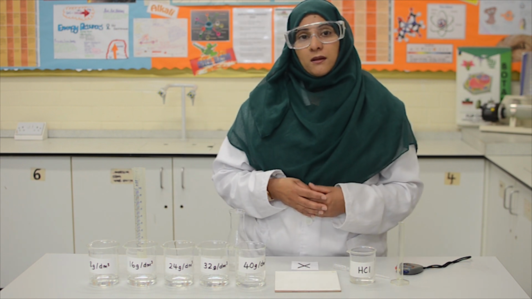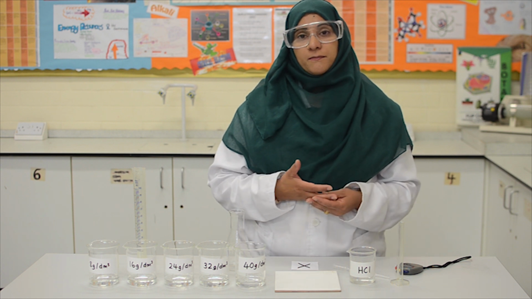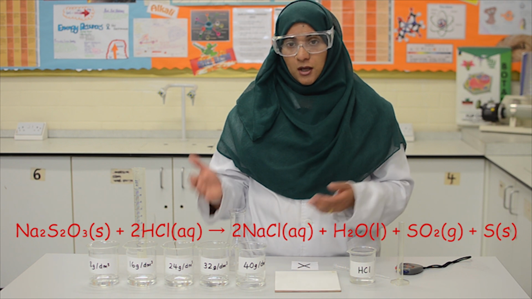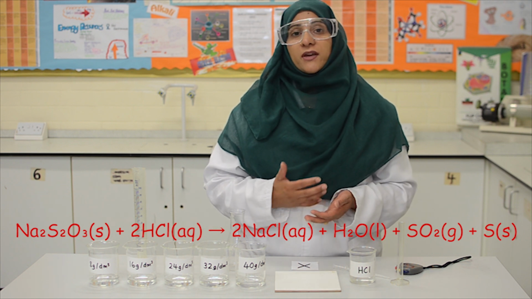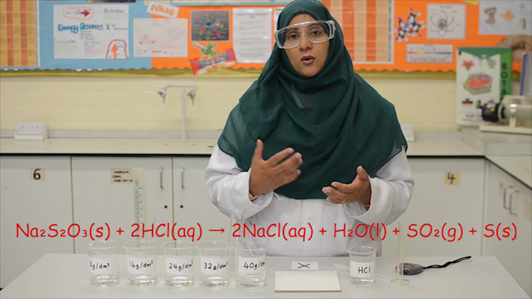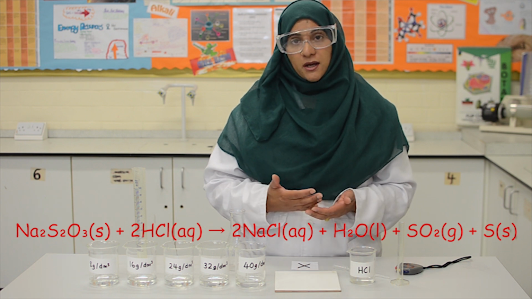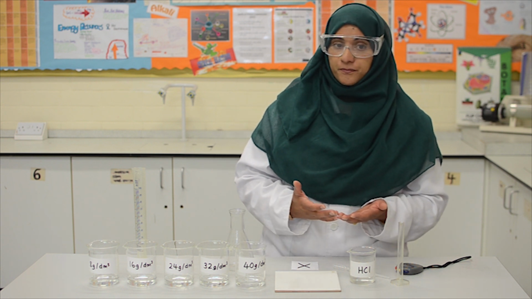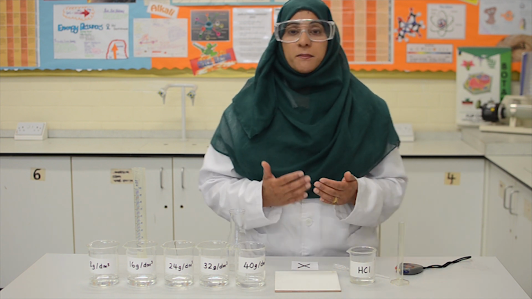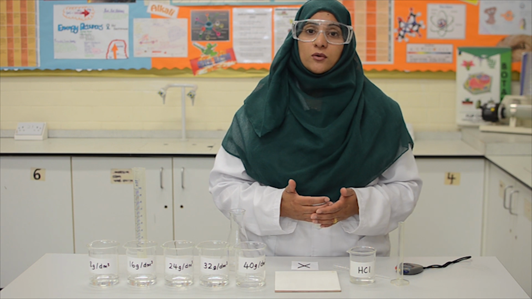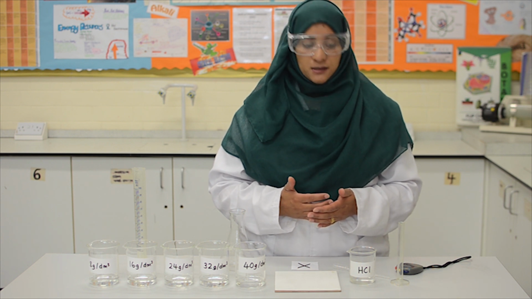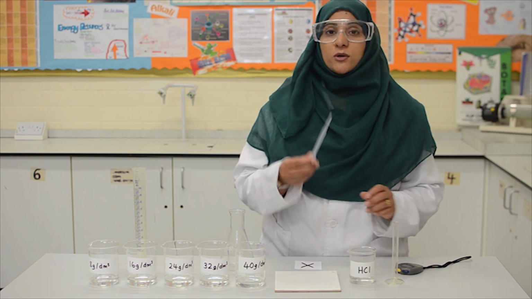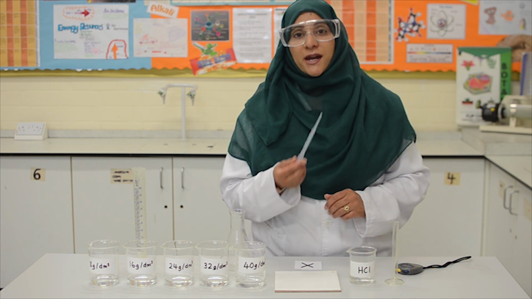So, the chemical equation for this practical is sodium thiosulfate plus hydrochloric acid, giving us sodium chloride, water, sulfur dioxide and sulfur. We can now begin the practical. First, I will need to measure out 10 centimeter cube of hydrochloric acid using a small measuring cylinder. I will use a dropper pipette to ensure accuracy.